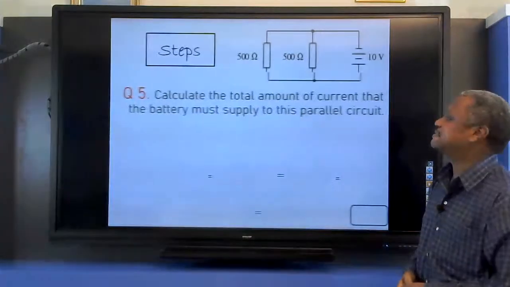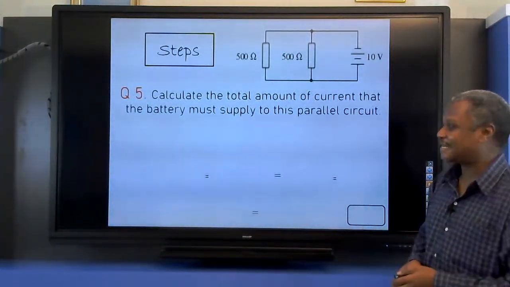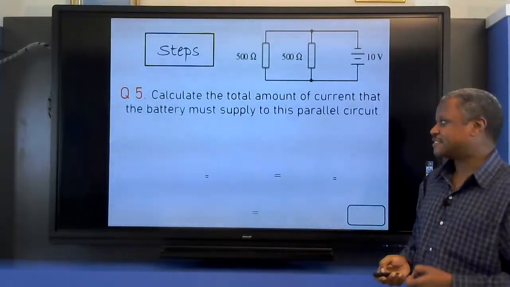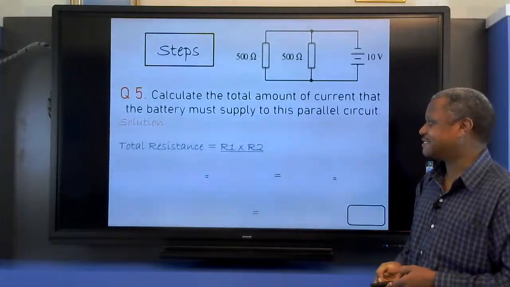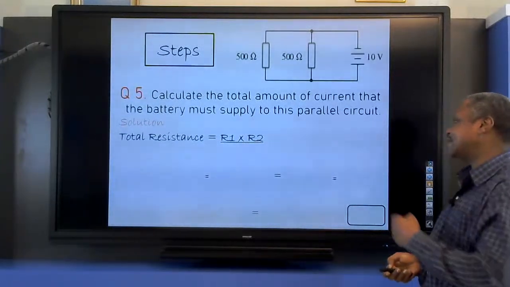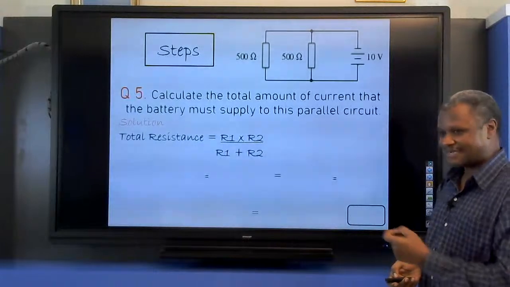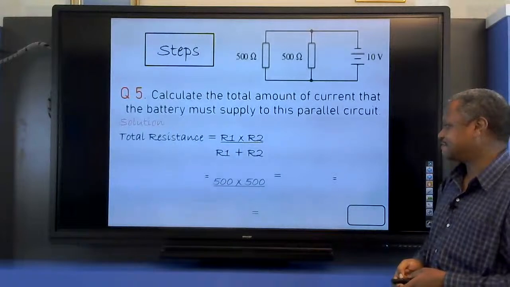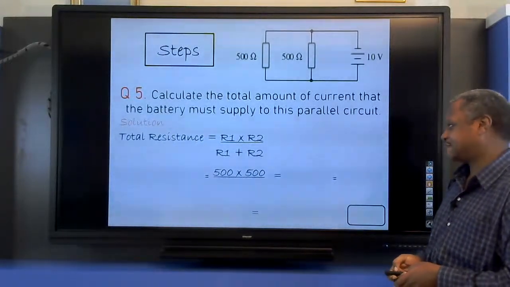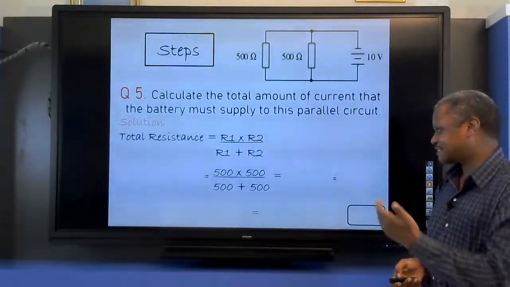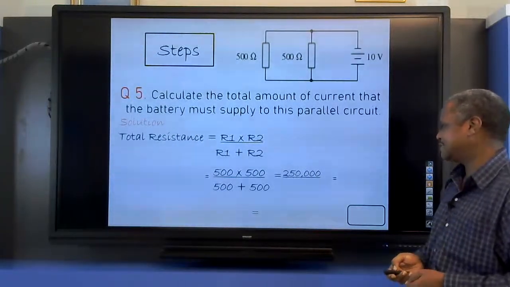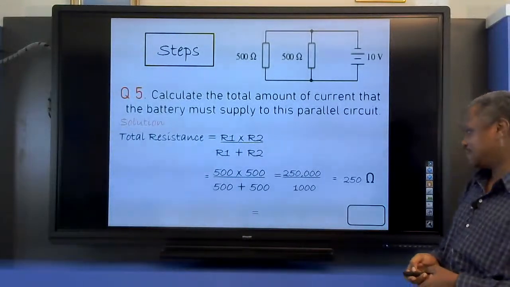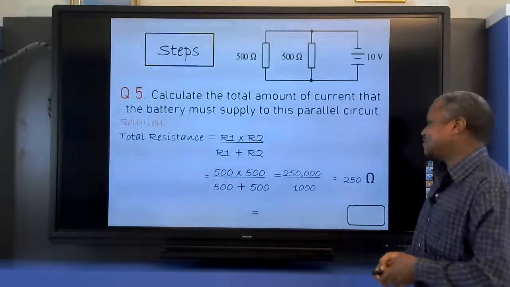Now, this is how you get the steps. First of all, these are resistors that are connected in parallel. Remember what we learned last week, that the total resistance, using this formula, is equal to resistor number 1 multiplied by resistor number 2 divided by resistor 1 plus resistor number 2. So when you substitute the values there, you get 500 multiplied by 500 divided by 500 plus 500. The answer you get is 250,000 divided by 1,000. Eventually you get about 250 ohms. Now, this is the total resistance.